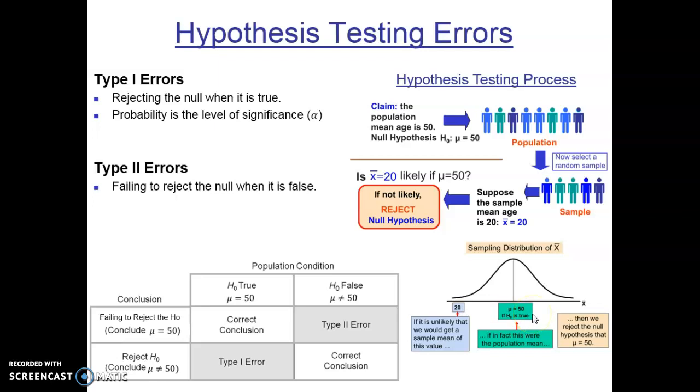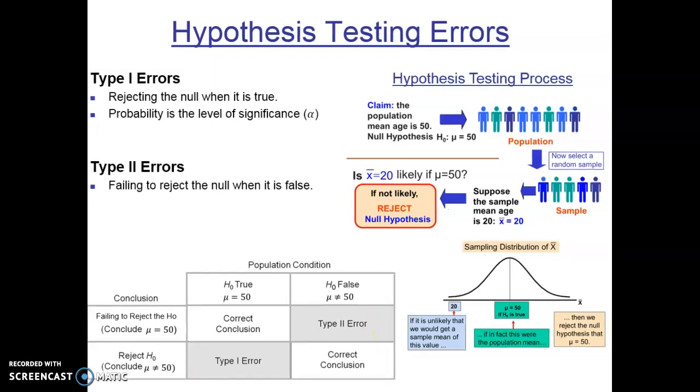In that case, we have a type 2 error. The null is wrong. The population mean is not equal to 50. But when we do our test, we conclude that there is no reason to reject the null. We conclude that the mean is equal to 50, type 2 error.